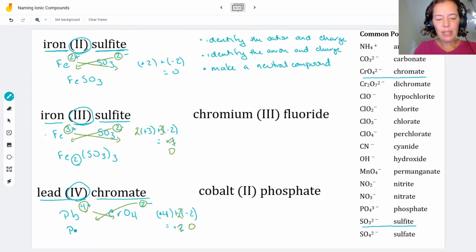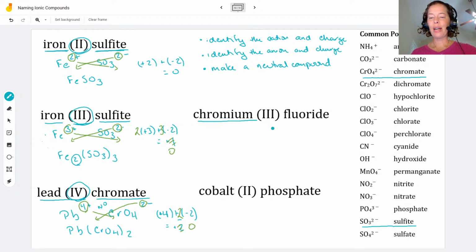So this is Pb(CrO4)2, because all we needed was that multiplier 2. Crisscross is no good here. I'm going to write no right there for the crisscross. Don't use crisscross. Okay, next example.